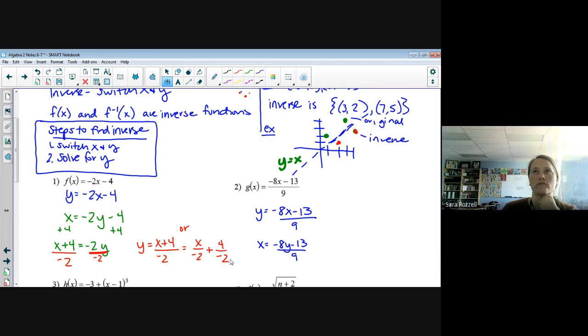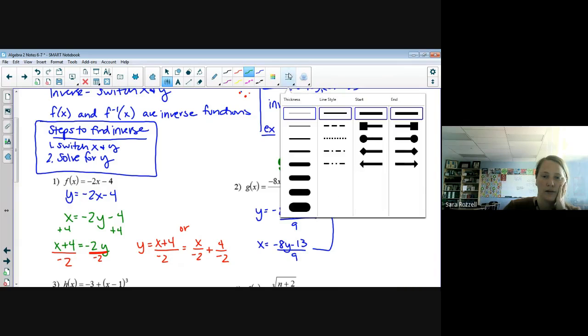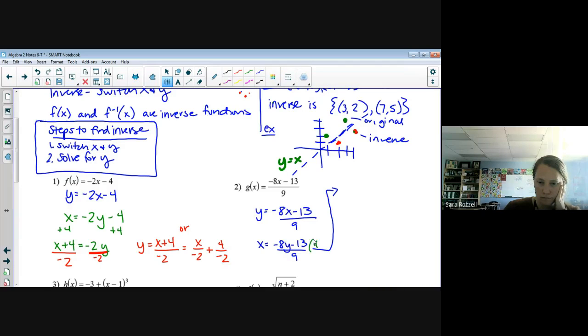I'm going to have to bring this over here. Sorry, out of space. For a problem like this, which number needs to be moved first, the 8, the 13, or the 9? The 9 does, and it's divided by 9, so it's the opposite of divide by 9. Multiply, so we're going to multiply by 9 on both sides. So 9x equals negative 8y minus 13.